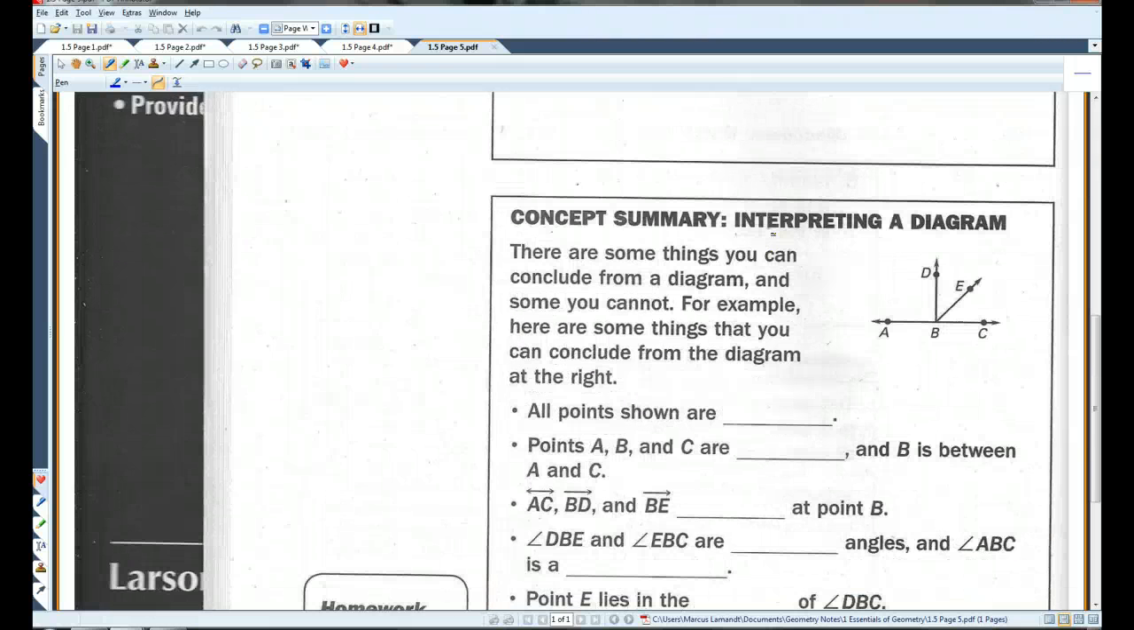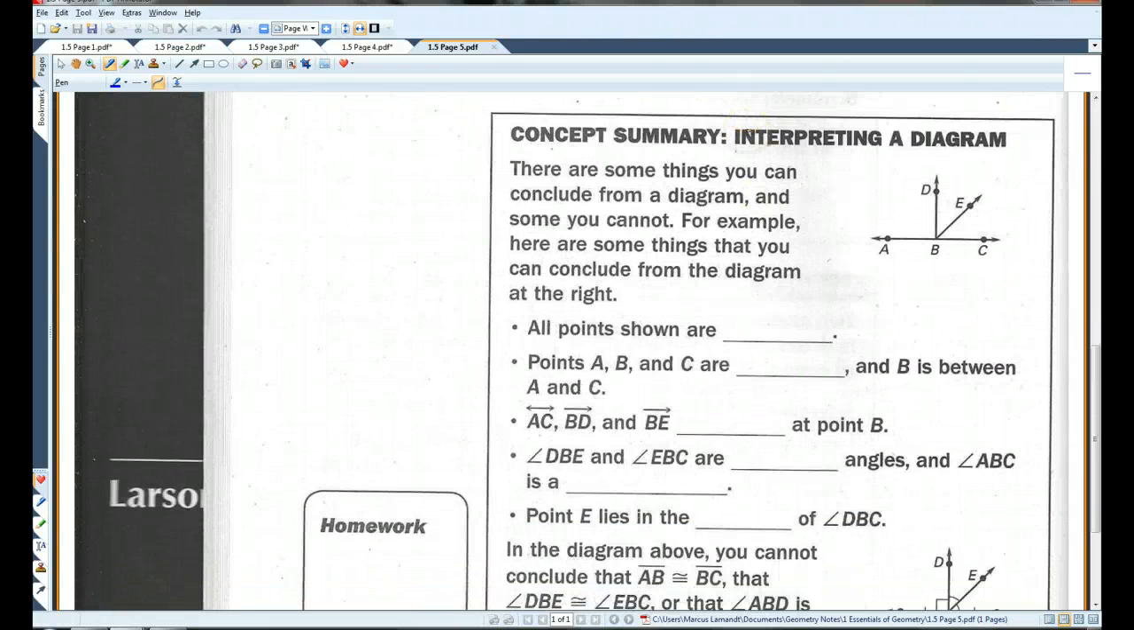Okay, concept summary. Interpreting a diagram. There are some things you can conclude from a diagram and some you can't. Okay, for example, here are some things that you can conclude from the diagram at the right. All points shown are coplanar. Remember, coplanar means they're all in the same plane. This isn't a three-dimensional diagram, so all of these points are in the same plane. Points A, B, and C, they make a straight line, so they're collinear. And B is between them, between A and C.